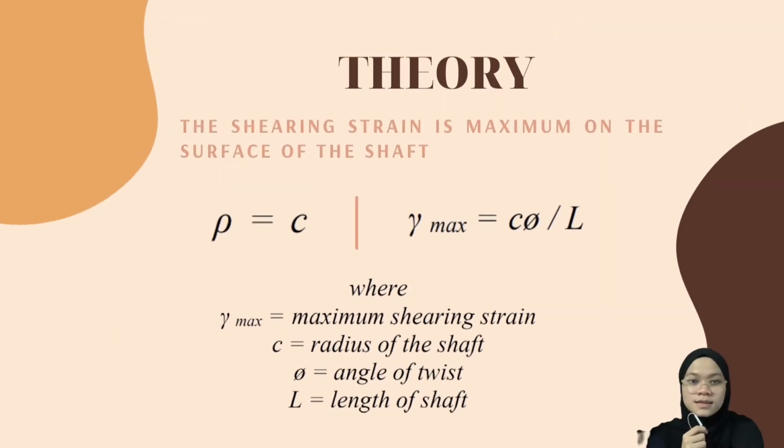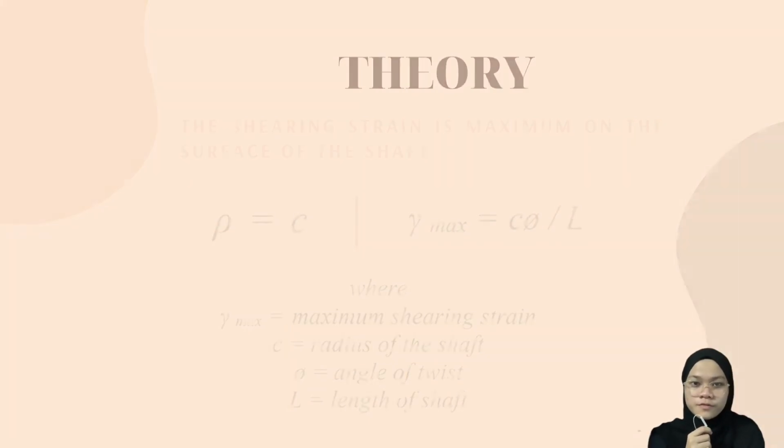Also, we can see that the shearing strain is maximum on the surface of the shaft, where the length from the center to any point in the circle of the shaft is equal to the radius of the shaft. Therefore, we can find the maximum shearing strain, which is gamma maximum is equal to the radius of the shaft times the angle of twist divided by the length of the shaft.